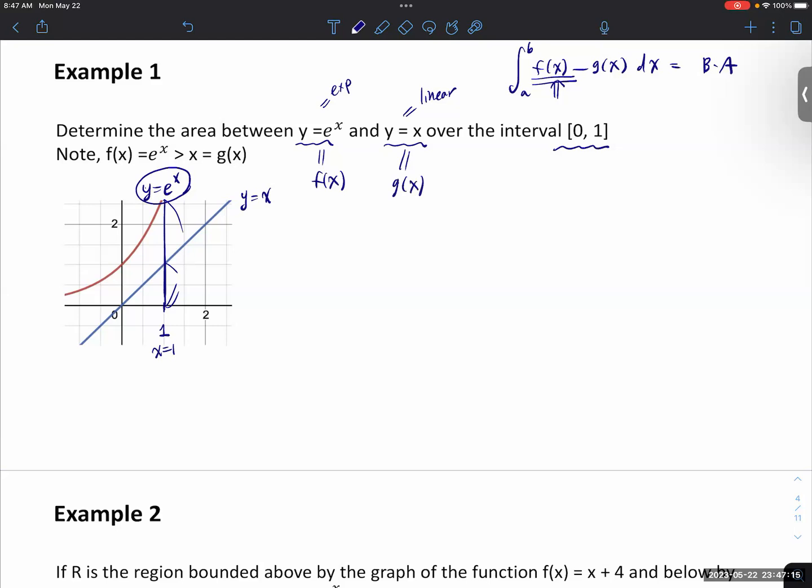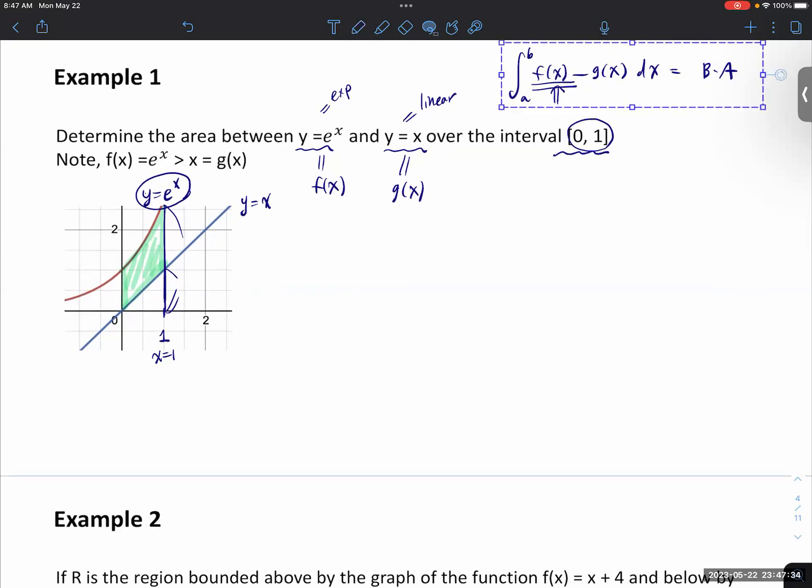So we got it. Which one are you going to subtract from where? And then definitely they have a 0 to 1. We are looking for the area between 0 and 1 right there. We're looking for that area. Okay. So we got it. So we can set it up. So we know the formula right there.